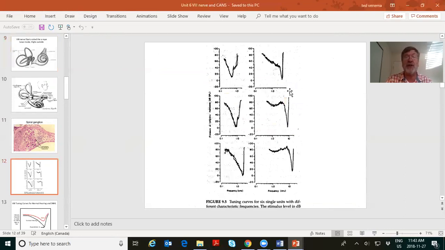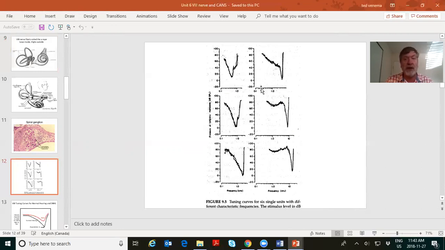So the horizontal is frequency. The vertical is how many decibels it required to get that particular neuron fiber to fire. And you can see each tuning curve has a downward point, and that's called its characteristic frequency, CF. That shows the least decibels required to get that neuron fiber to fire. So you can see that each neuron fiber is tuned to a particular frequency.